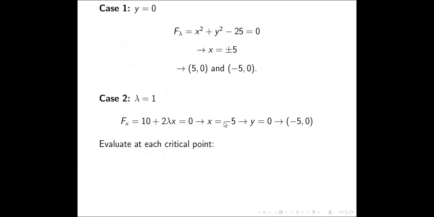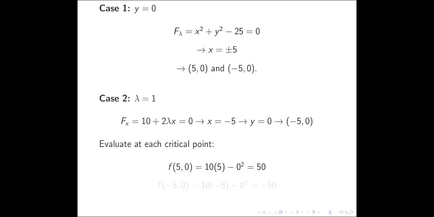Next, we evaluate at each critical point. Now, here's the thing. What if we have many critical points? Then evaluate the function to be optimized, not the Lagrange function, but small f, the function to be maximized or minimized. And choose the highest value. This is like your second derivative test in single variable calculus. The highest value will give you the local maximum value, and the smallest, a local minimum value.